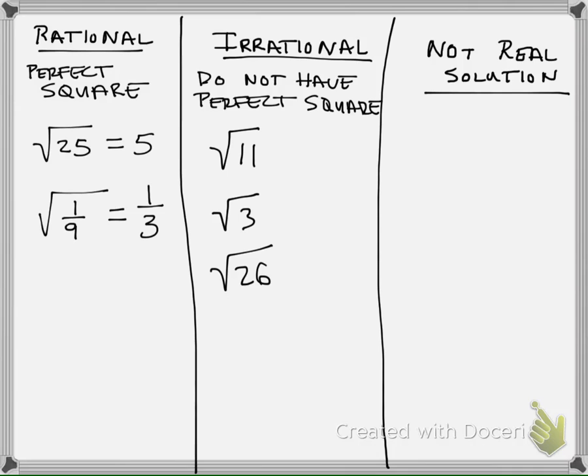The last one are numbers that do not have real solutions. And we said before, whenever we take the square root of a negative number, then it has no real solution. So the square root of -2, the square root of -4, the square root of -7. All of these have no real solution. They are neither irrational nor rational.